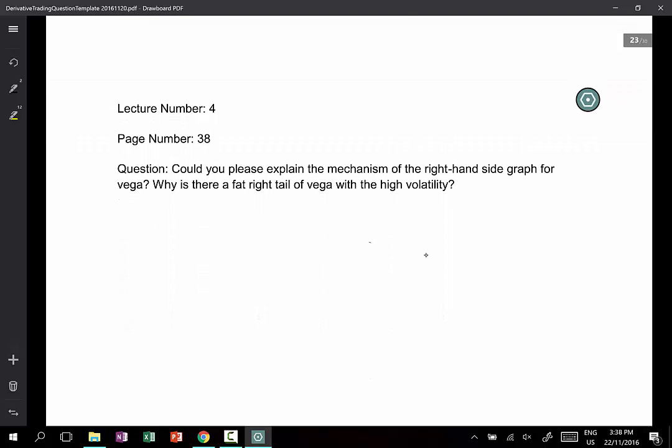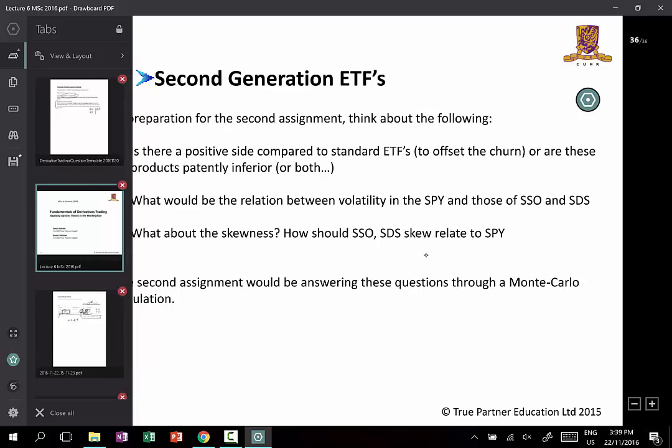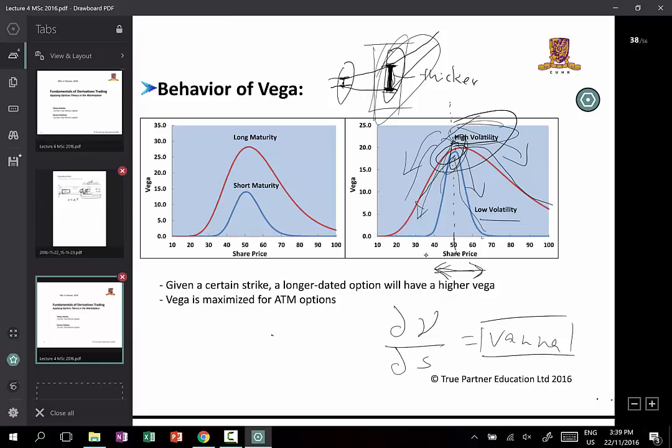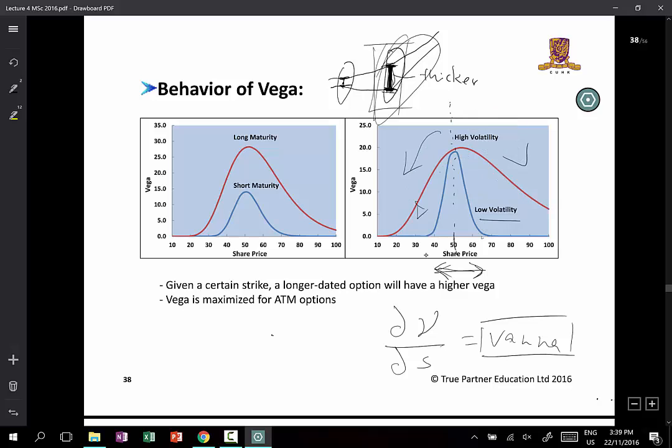The next one I want to tackle actually is question 23, related to lecture 4, page 38. Can you explain the mechanism of the right hand side graph for Vega? Why is there a fat tail of Vega with a higher volatility? So lecture 4, page 38 is, I think, this one here. This is lecture 4, page 38. So the student is asking, why does the graph look like this?